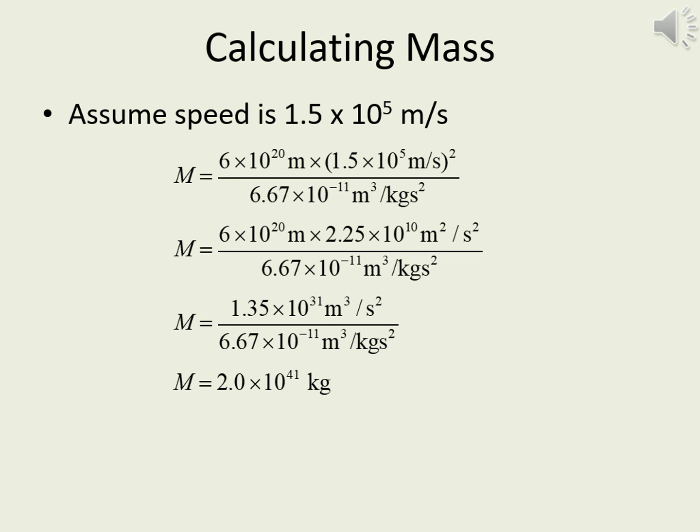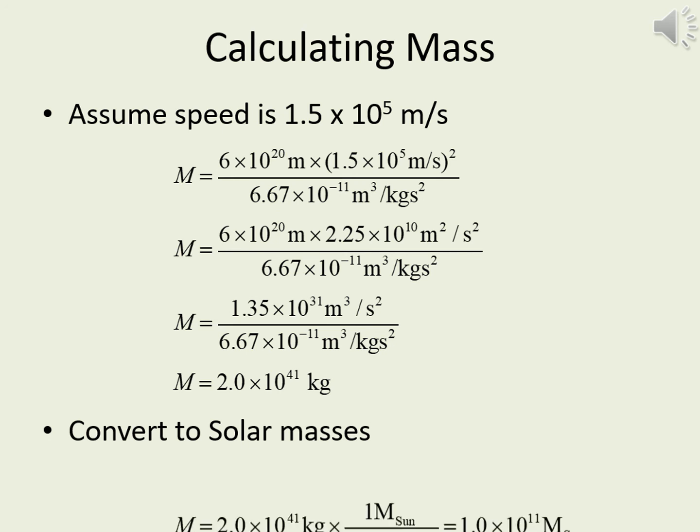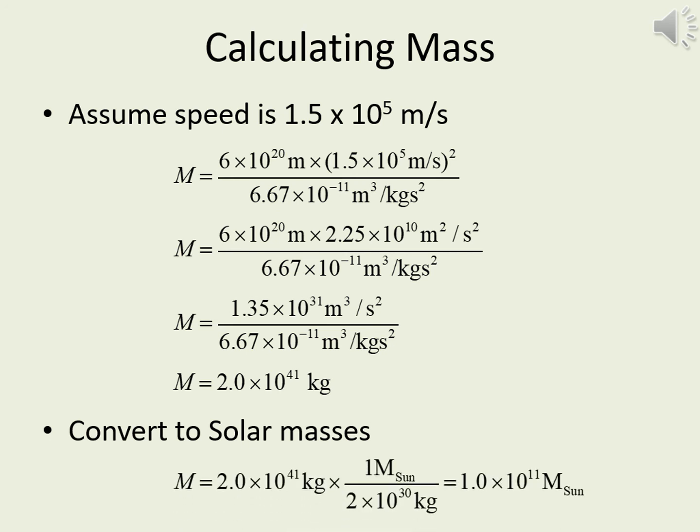As a last step, we should convert this value to solar masses, since it's hard to get a sense of how big 10 to the 41 kilograms really is. So we multiply through by the conversion factor 1 solar mass divided by 2 times 10 to the 30th kilograms, and that gives us 1 times 10 to the 11th solar masses, or about 100 billion solar masses. This is a little less than the mass of the Milky Way, which makes sense since the orbit speeds were less, even though the size was a little larger.